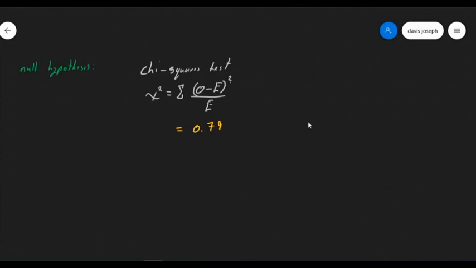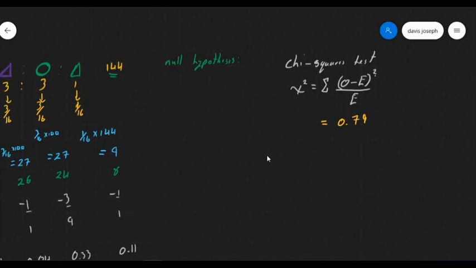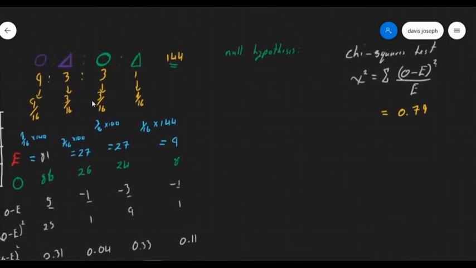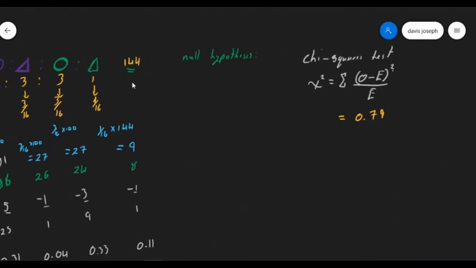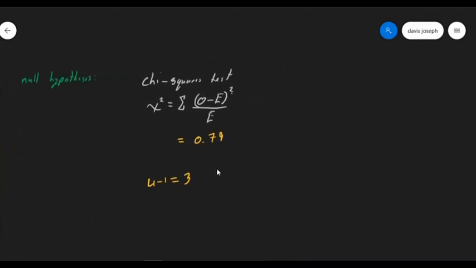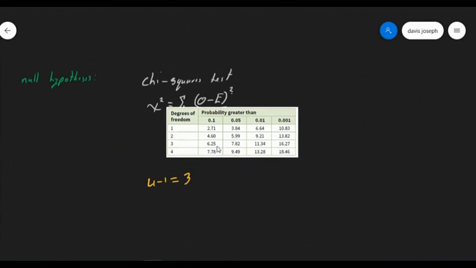Before we get into that, we have to first find our degree of freedom. Seeing that we have 4 values, 4 data points for our ratio, it is going to be 4 minus 1. So our degree of freedom is going to be 3. We'll see the significance of this shortly.